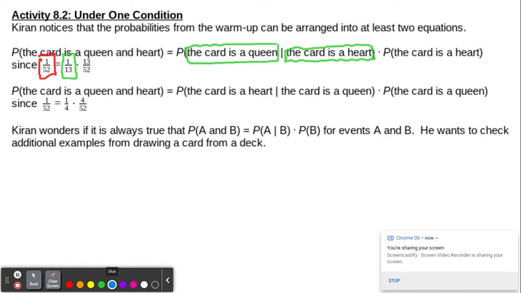And then this one, the probability the card's a heart, that's from part B. Number 1, part B, that's this right here. And what Kieran notices, when you multiply these two here in green and blue, you always get the red one. Interesting. He then switches up the order.